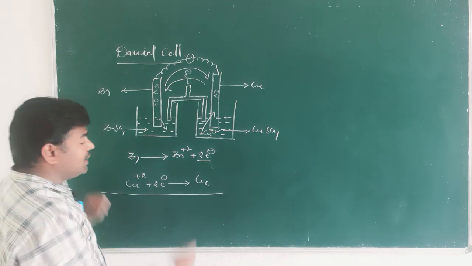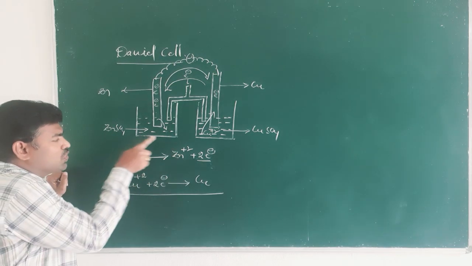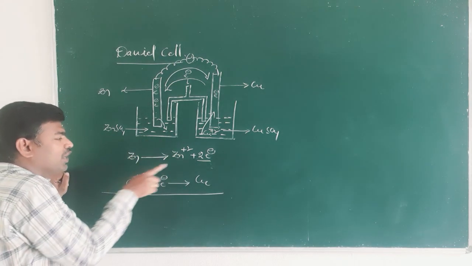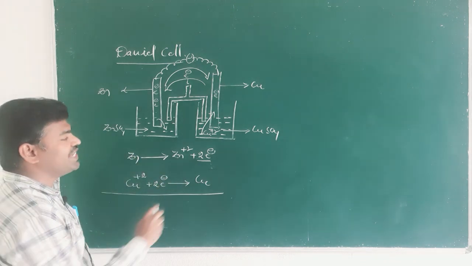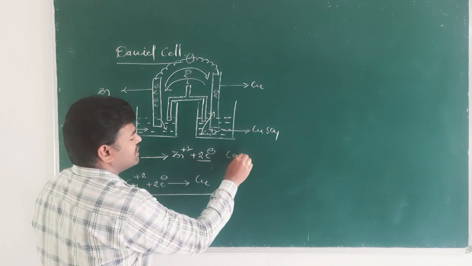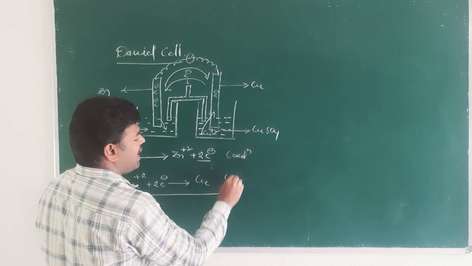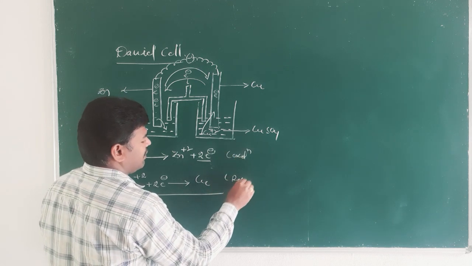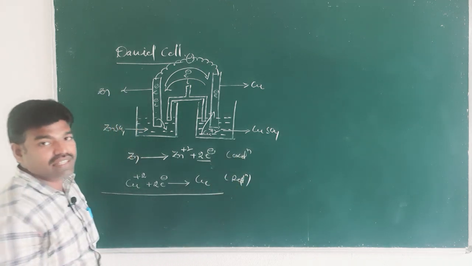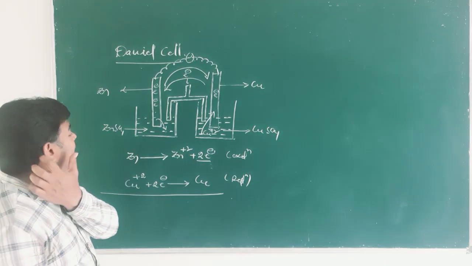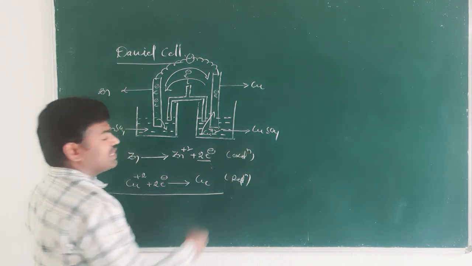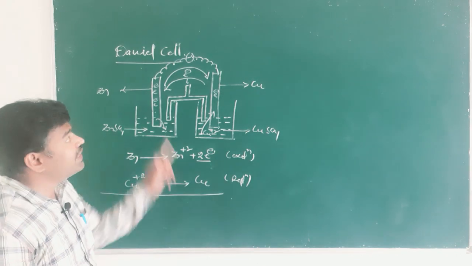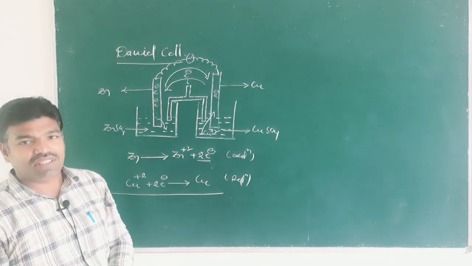So, zinc undergoes oxidation and copper undergoes reduction. So, this is oxidation and this is reduction. Oxidation and reduction take place simultaneously in the Daniell cell.